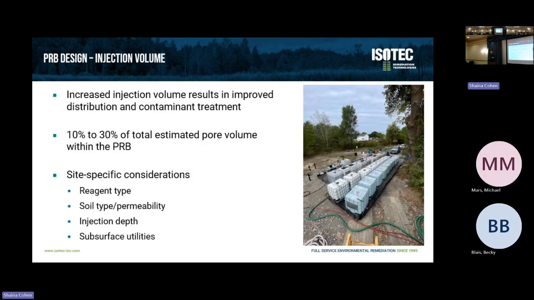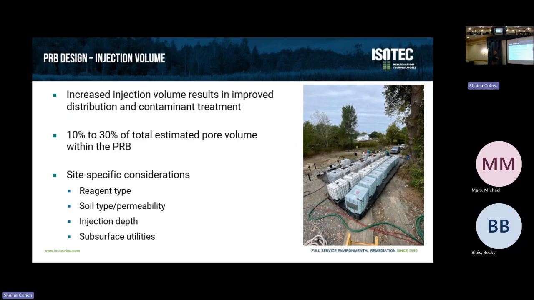It can be higher, and higher can be better, as I said, but that's sort of a range of what I've seen in my experience and has been very effective for generating long-lasting PRBs. But there's a lot of site-specific consideration for that. What reagent is it? Is it a solid? Is it a slurry? Is it a liquid? What is the soil type?